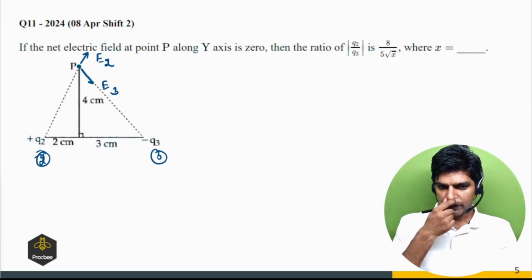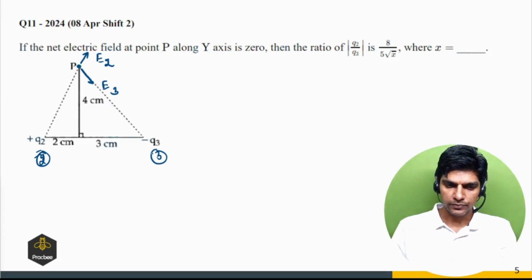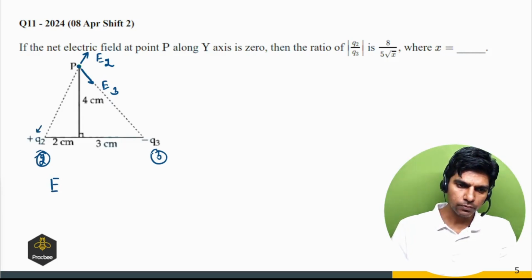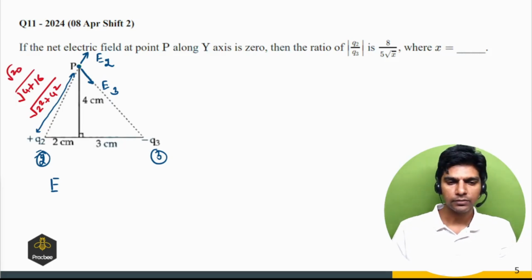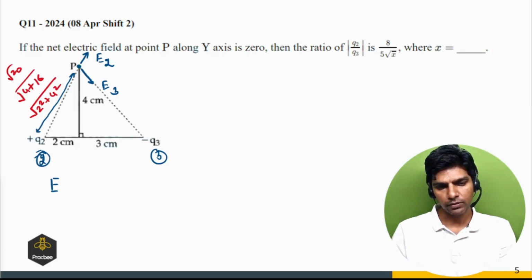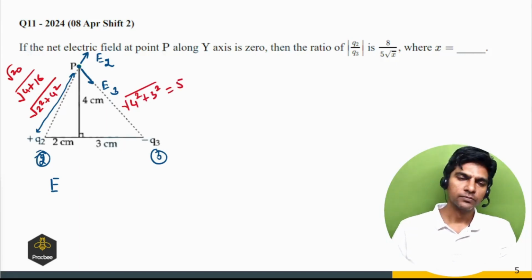Now the first step would be we have to find the magnitude of E2 and E3. So let us find that. What is the distance of Q2 from point P? It will be the hypotenuse of this right angle triangle. So it will be 2 square plus 4 square, that comes out to be 4 plus 16, so that will be root 20, right? Similarly, if I want to find the perpendicular distance of P from minus Q3, it will be root of 4 square plus 3 square, which is nothing but 5.